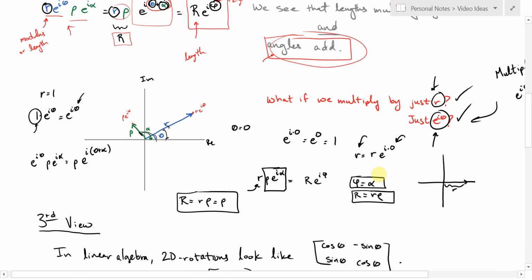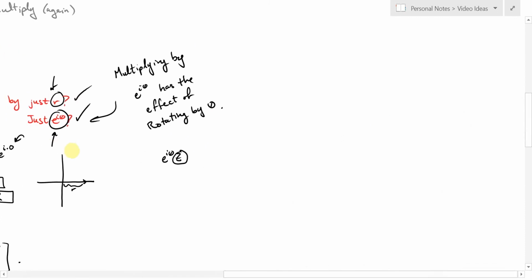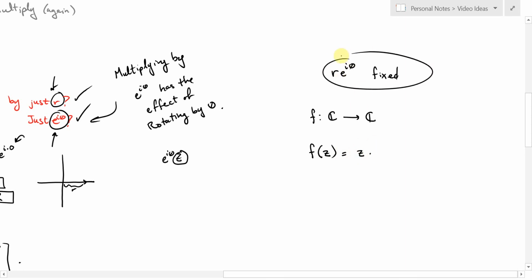So let me be very clear about exactly what I'm going to be doing here. If we think about it, if r e to the I theta is a very specific complex number, so this is fixed in our conversation right now, then you can define a function that takes the complex plane to itself, that takes in a complex number, spits out a complex number. And how is it defined? If you feed in the number z as a complex number, then it just takes z and multiplies it by this fixed number, r e to the I theta.